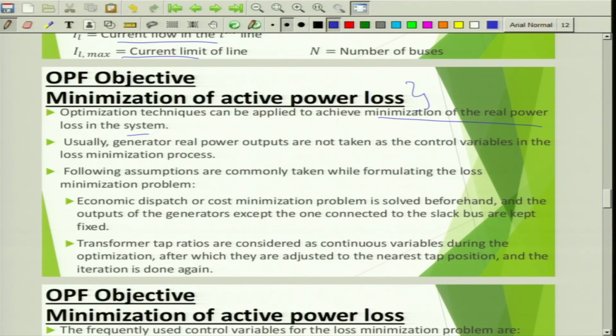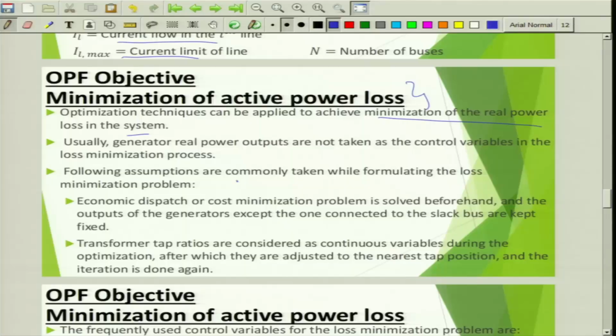Usually, generator real power outputs are not taken as the control variables in the loss minimization process. You do not want to schedule with the objective to minimize the loss. You will schedule in order to maintain generation equal to load demand. So, you cannot consider the generation of a particular generator to be a control variable to minimize the loss. That cannot happen. So, the following assumptions are commonly taken while formulating the loss minimization problem.